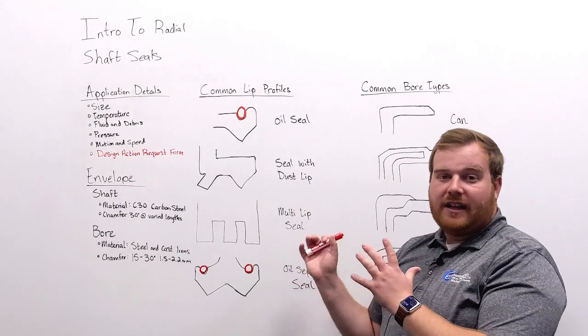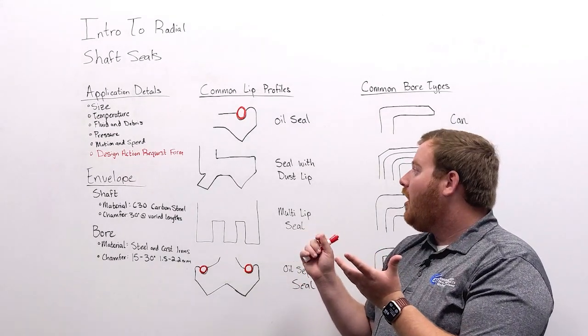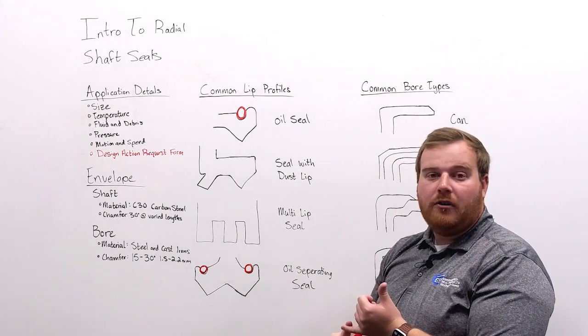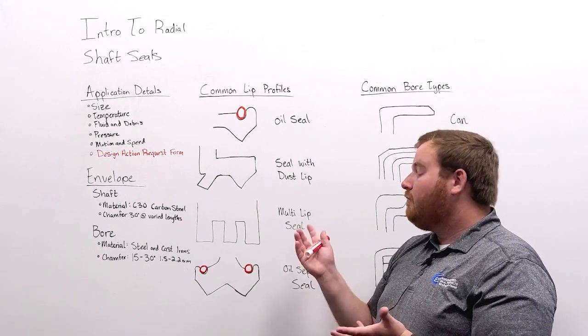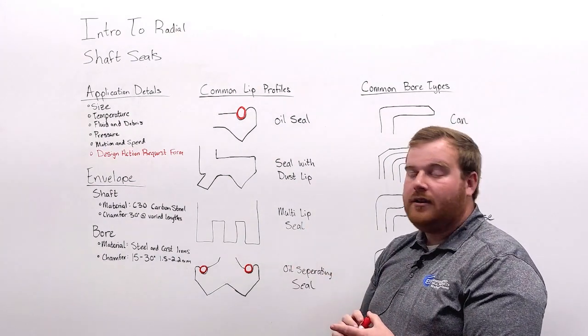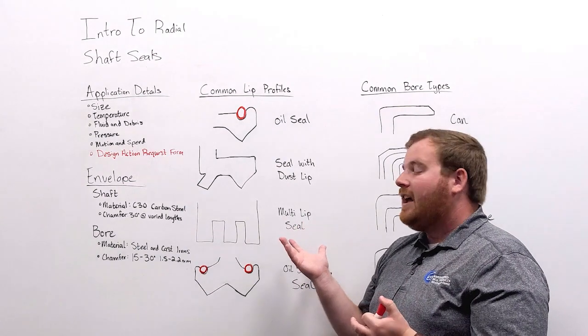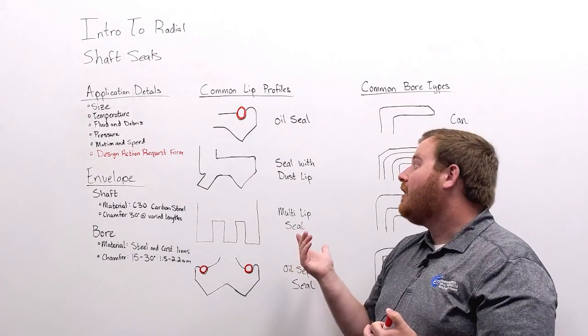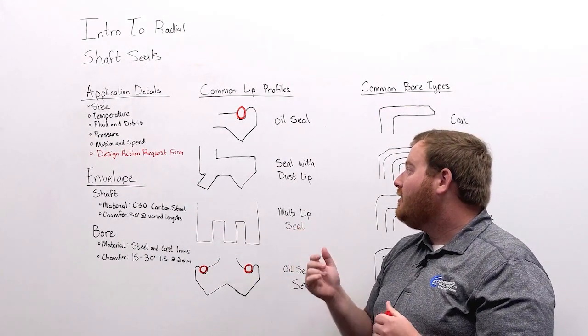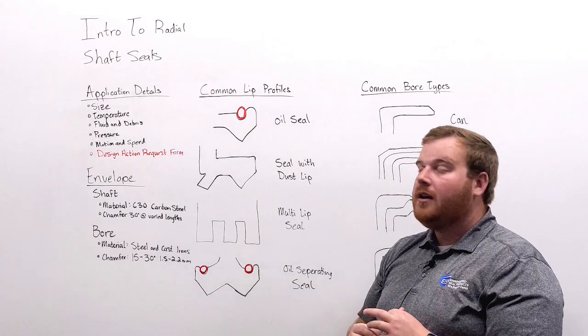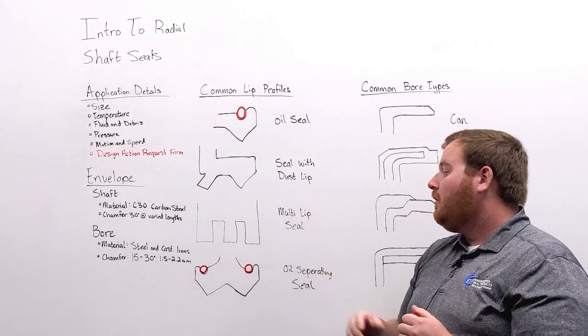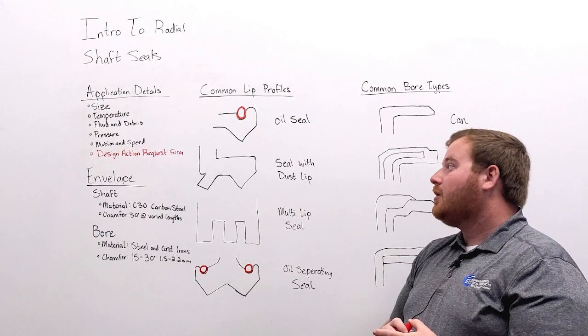Each of these seals typically run on either some kind of oil film or really need to utilize lubrication. If not, you can cause the seals to burn out very easily, so we recommend that you don't run in a dry system. Whether that be oil or grease, we recommend some kind of lubrication.